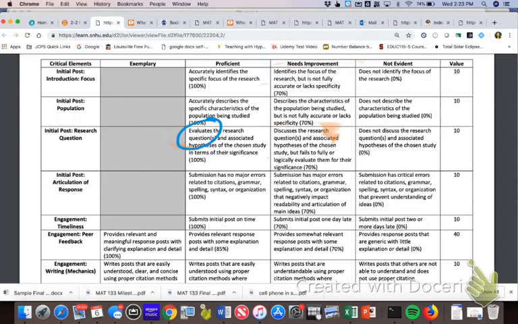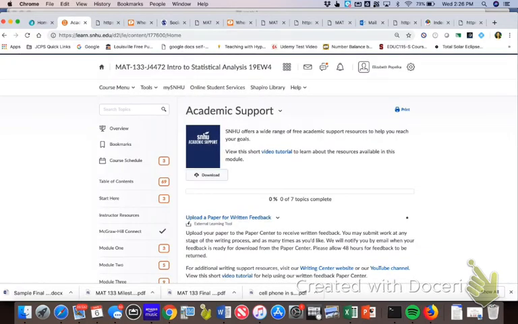Finally, articulation of response. This is pretty easy to discern, making sure that you don't have major errors related to citations, grammar, etc. The Writing Center at SNHU is wonderful. I am going to remind you of the link to that as well. That's a helpful place to go if you're concerned that you might need some help with your writing. And you can find additional help.